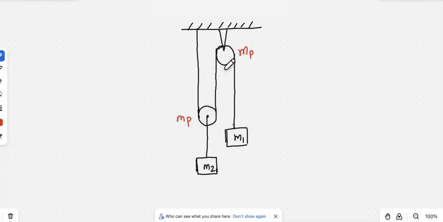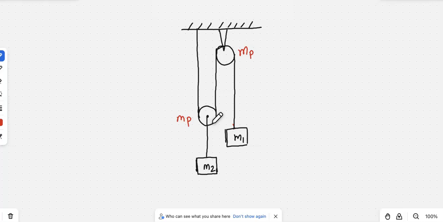This pulley will obviously not move because it is attached to this pivot here. So let's do that. Now, before we talk about this, will the accelerations of m1 and m2 be the same? It may or may not, we don't know.